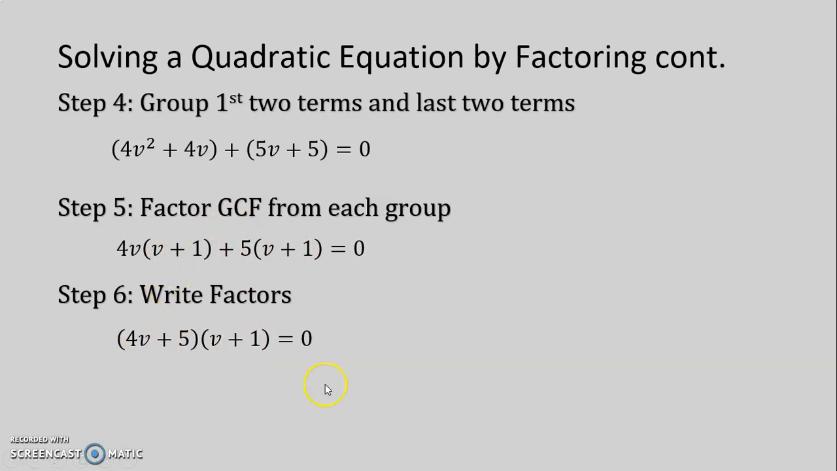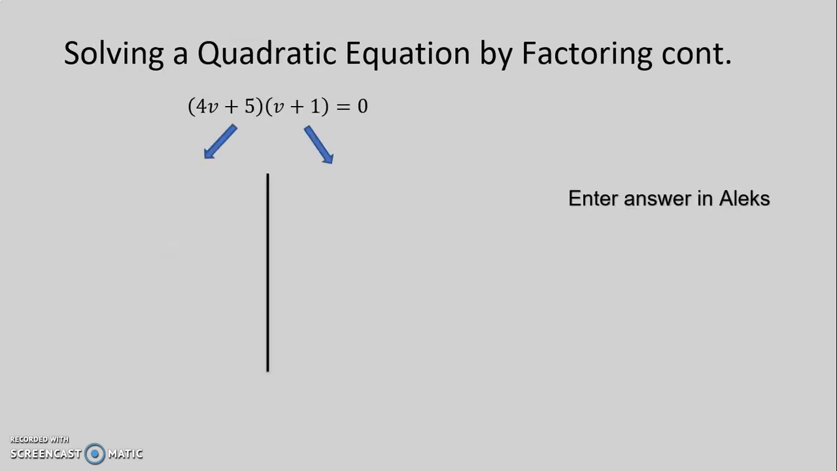You'll notice that now we're at the place that we started with the first problems that I showed you. We're in the factored form. Now we need to set this equal to 0 and find what v equals. It should have two solutions. So just like we did before, we'll set this first term, 4v plus 5, equal to 0. Solving for that, we get v equals negative 5 over 4. And on the other side, we set this equal to 0. So v plus 1 equals 0. And just subtract 1 from both sides, v equals negative 1.